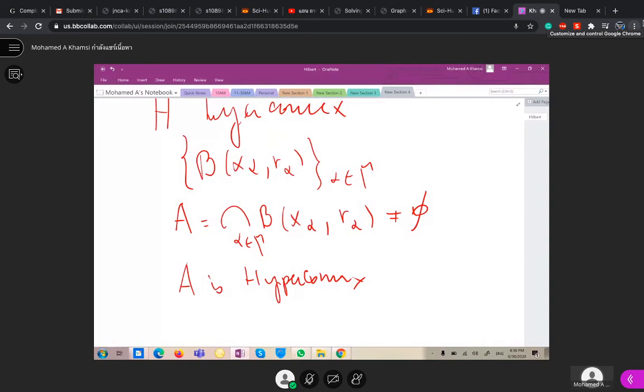Whenever you have sets which are intersection of balls, and you want to take a new collection of balls centered in centered. Excuse me. Can you give me a second? Give me a second, guys. Just a second, please.